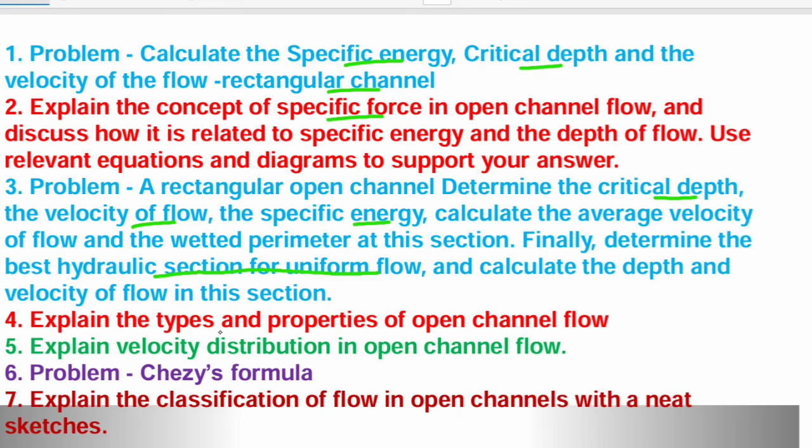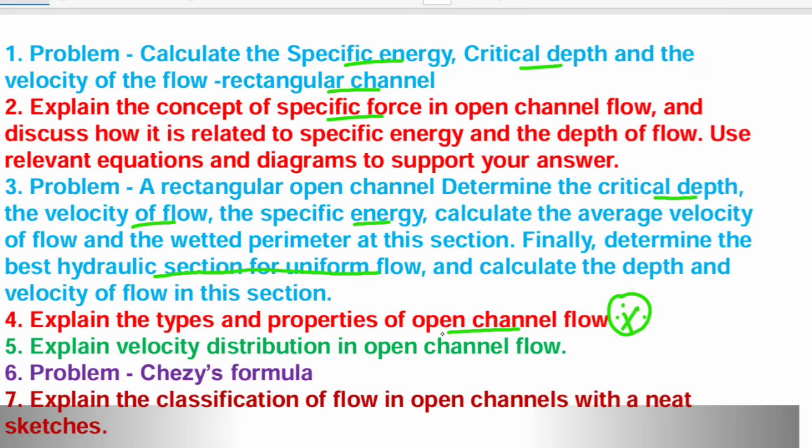The next theory question: explain the types and properties of open channel flow. This is one of the important questions, and since it is a theory question, we can easily answer it. Some students find it difficult to answer the problem questions, so those students can prefer these types of theory questions.